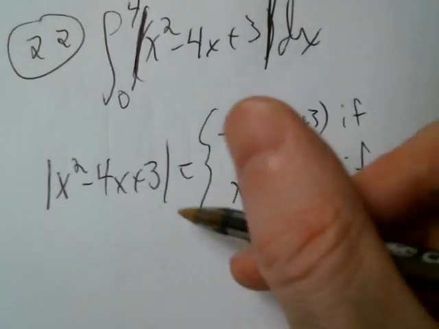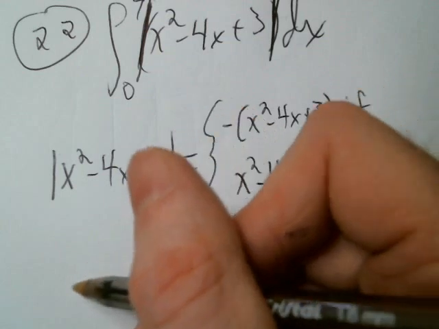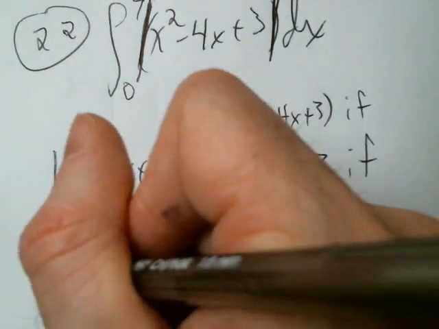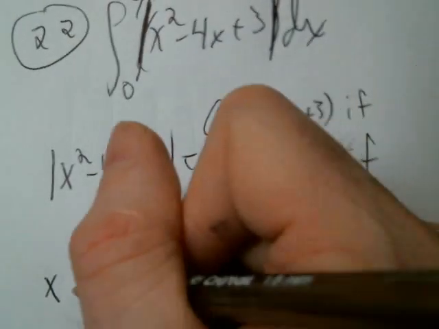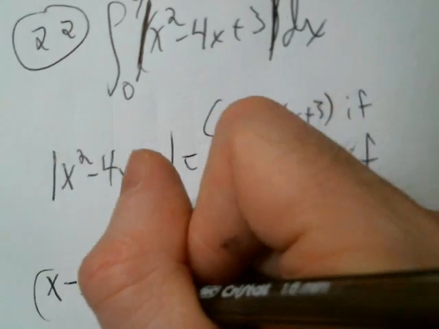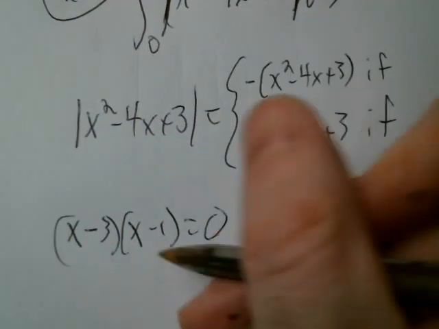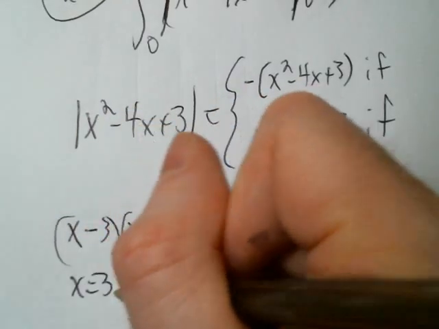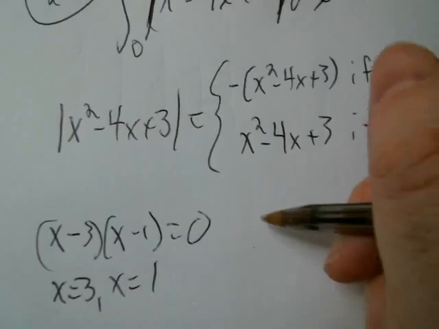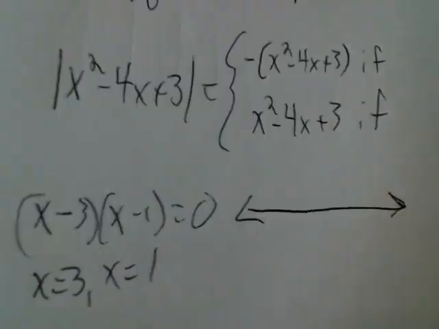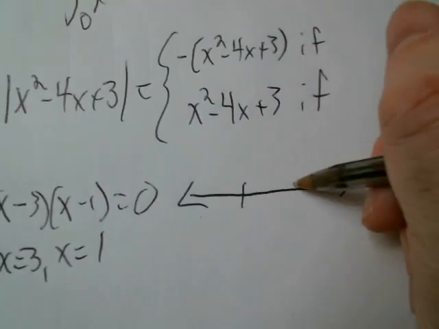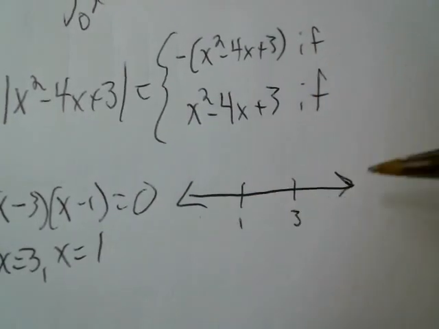And I can set it equal to 0 to find the places where it hits the x-axis, right? So x squared minus 4x plus 3 is the same as x minus 3 times x minus 1. Set it equal to 0, so x is 3 and then x is 1. And you could do a number line analysis. So 1 and 3.